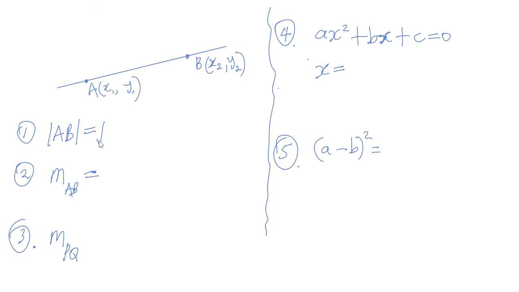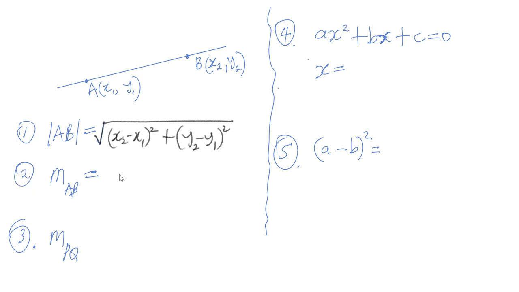This is given by the formula square root of change in x2 minus x1 squared plus y2 minus y1 squared. This formula gives you the distance between the 2 points A and B.